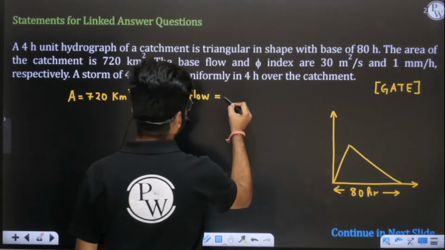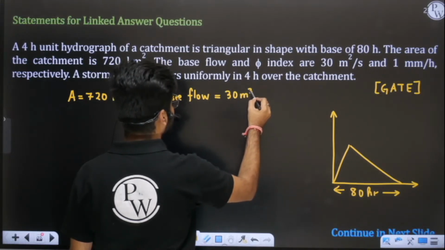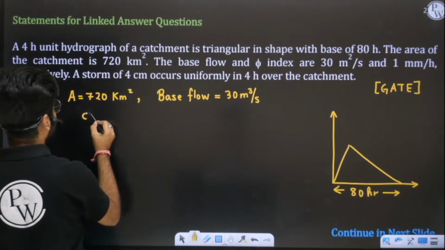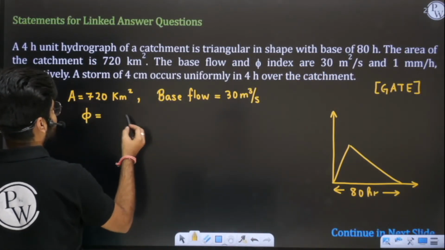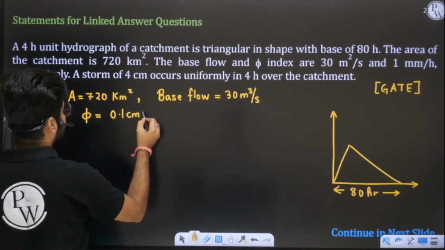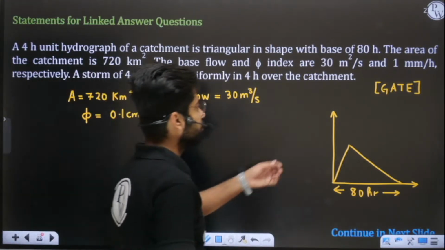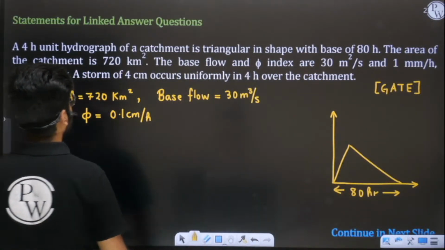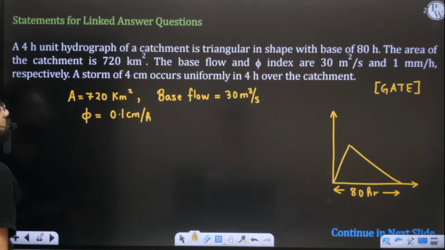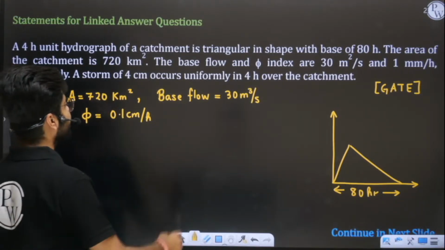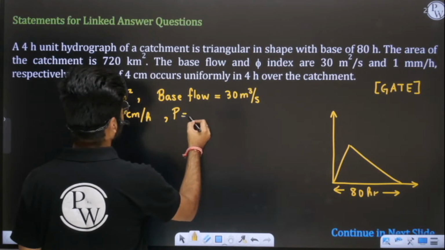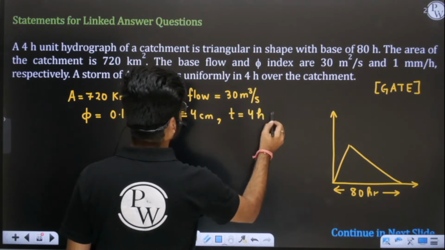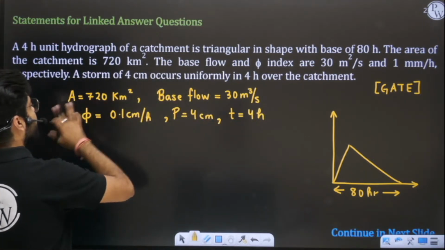Base flow is given as 30 meter cube per second, and phi index is 1 mm per hour. 1 mm means 0.1 centimeter; to convert millimeter into centimeter, you have to divide by 10. A storm of 4 centimeter occurs uniformly in 4 hours. That means total precipitation is 4 centimeter and total duration of rainfall is 4 hours. So P, phi, T, base flow, area, everything is given to you.